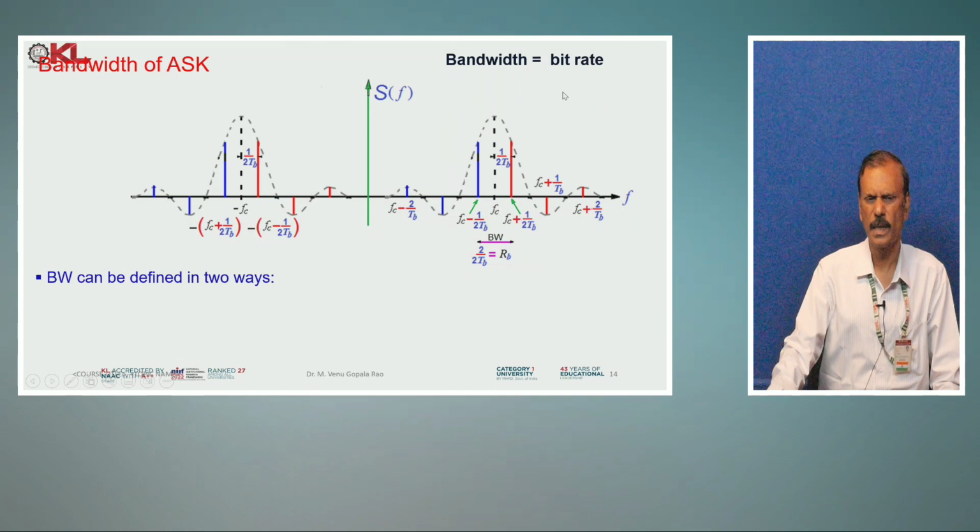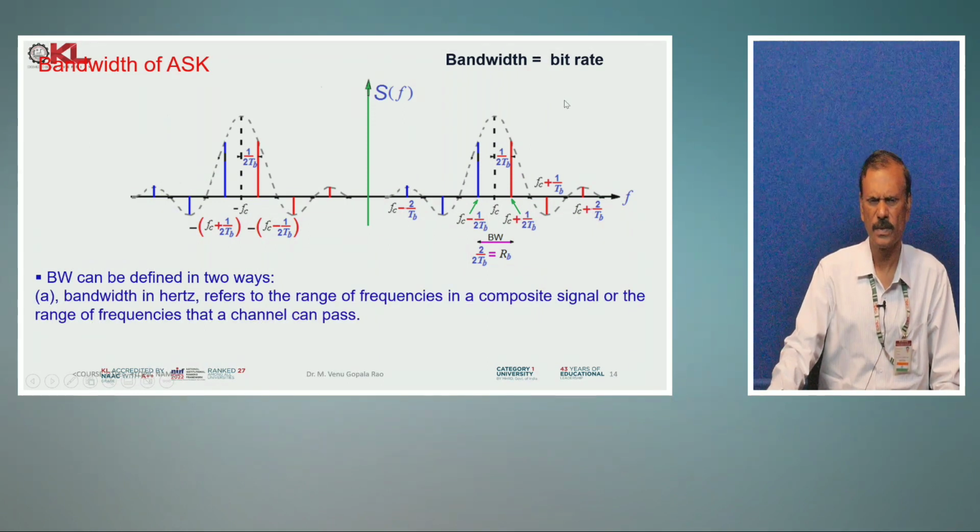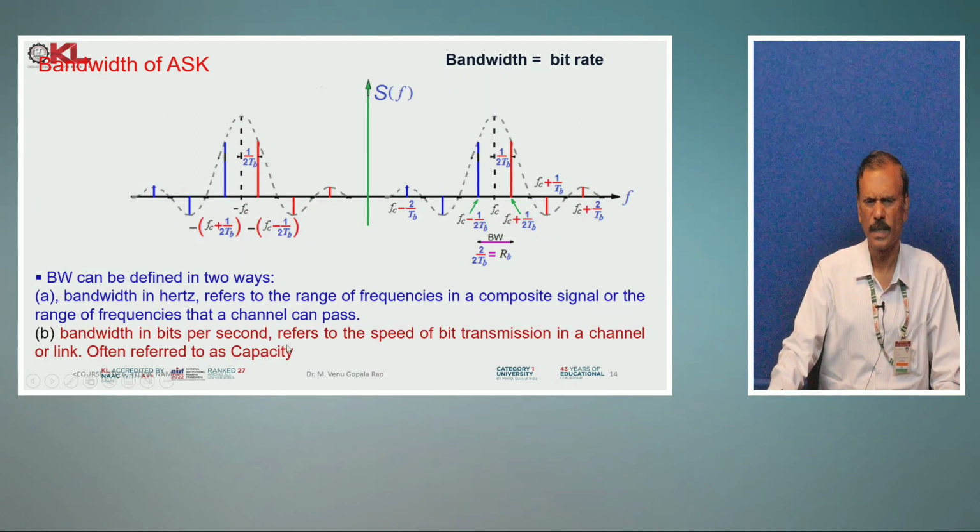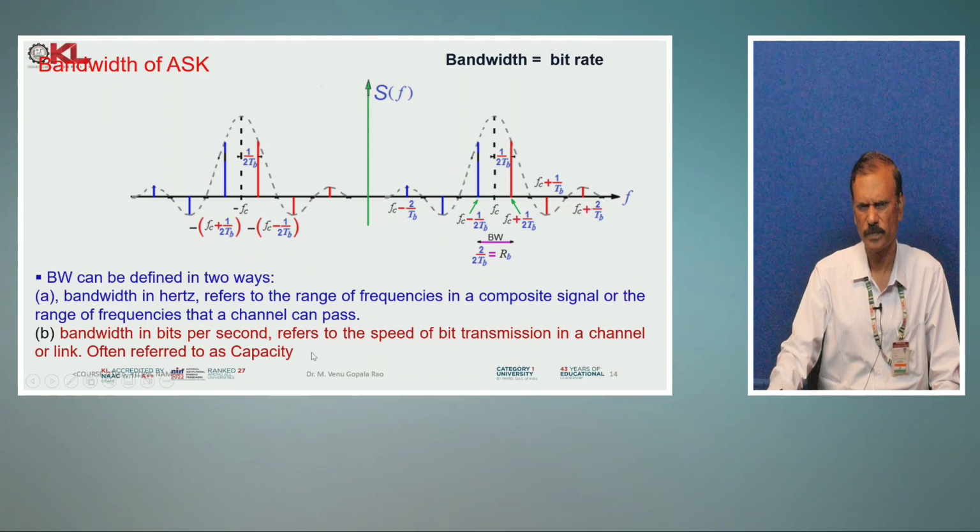Usually bandwidth can be defined in two ways. In terms of hertz, it refers to the range of frequencies in a composite signal or the range of frequencies that the channel can pass. The other way is in terms of bits per second, which refers to the speed of bit transmission in a channel or a link, often referred to as capacity.